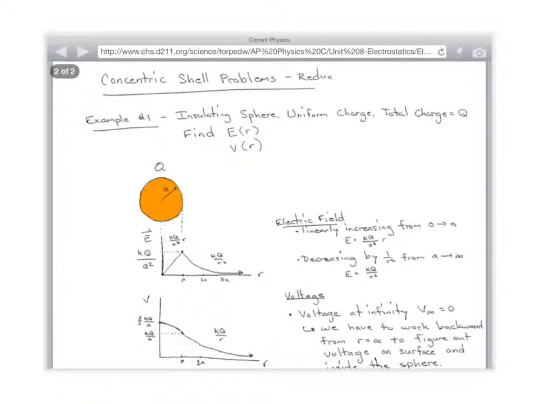This is the basics. Do you remember doing a shell problem in the last unit where you figured out that the electric field inside a charged insulating sphere goes up like this on the inside and then decays away on the outside? What if you wanted to figure out what the voltage did? Is there voltage inside a charged insulating sphere? Well, looking at this graph, yes.